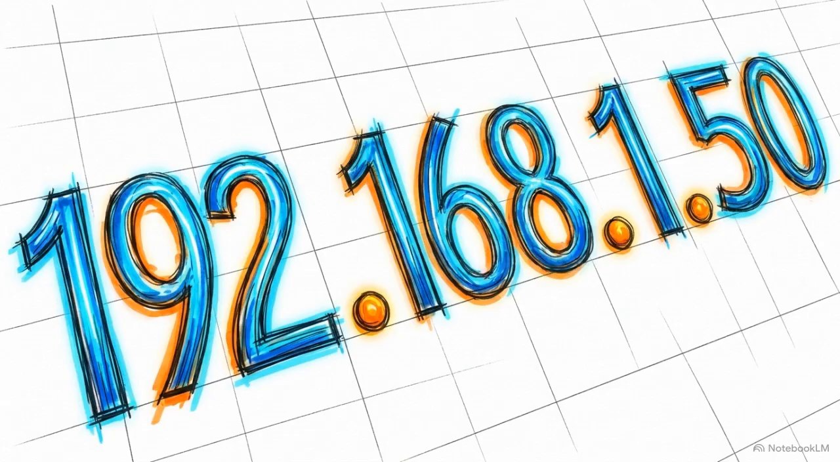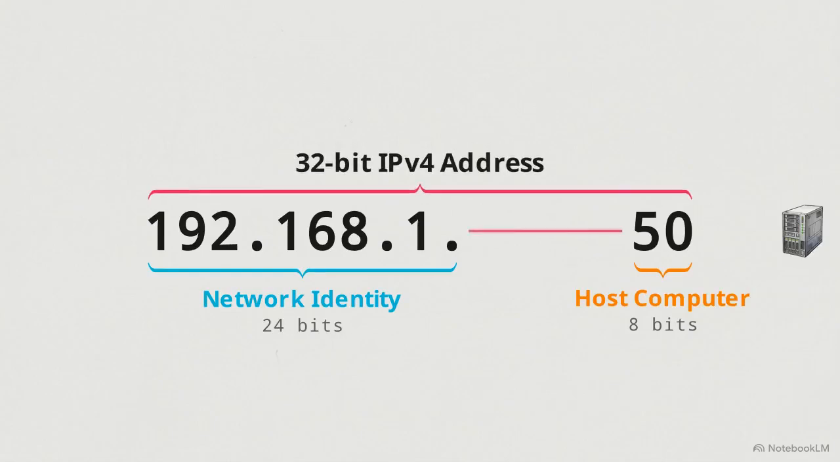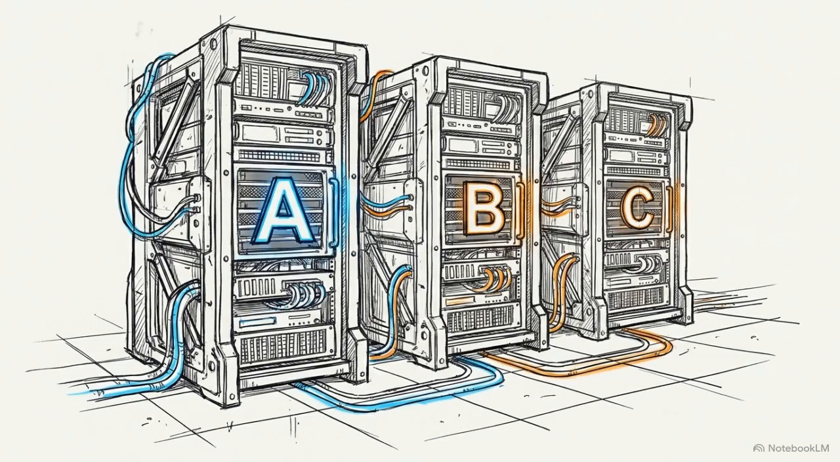A standard IPv4 address consists of 4 bytes, or octets. These 32 bits divide the address into 2 distinct components: the identity of the wider network and the identity of the specific host computer. Depending on how many bytes are assigned to the network, addresses are divided into specific classes.